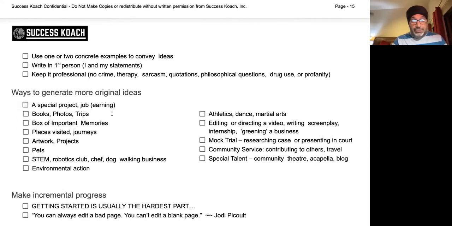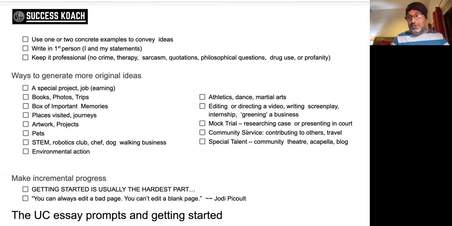Ways to generate more ideas: special projects. You've already put some of your ideas in your details for me in the experiences, but this is an opportunity for you to start over again. Maybe we missed some things. Maybe you didn't answer some of the questions. So think about those things. Maybe these can become secondary parts to your essay.